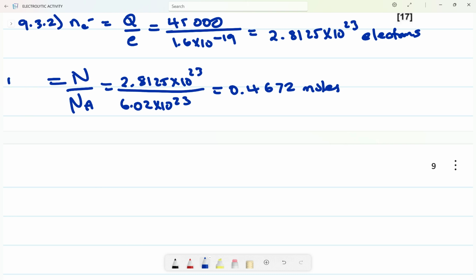Number of moles of electrons. These are the number of electrons, the number of charged electrons, if I may put it like that. And then the number of moles of electrons are these.